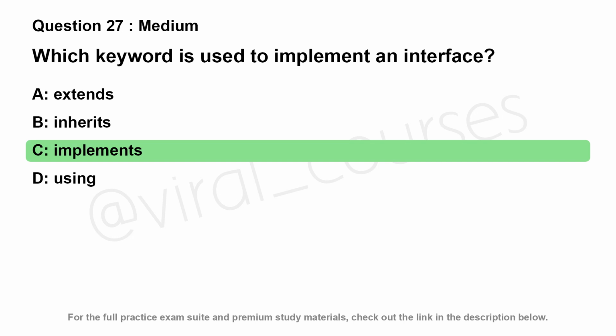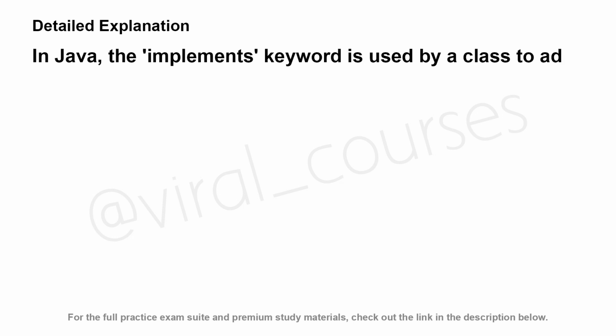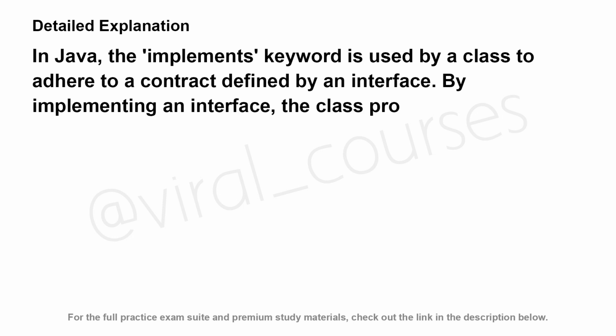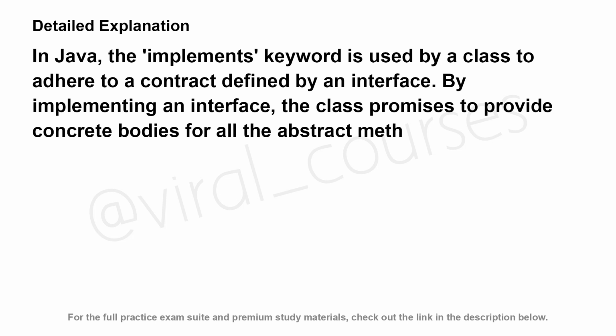The correct answer is C. In Java, the implements keyword is used by a class to adhere to a contract defined by an interface. By implementing an interface, the class promises to provide concrete bodies for all the abstract methods declared in that interface.